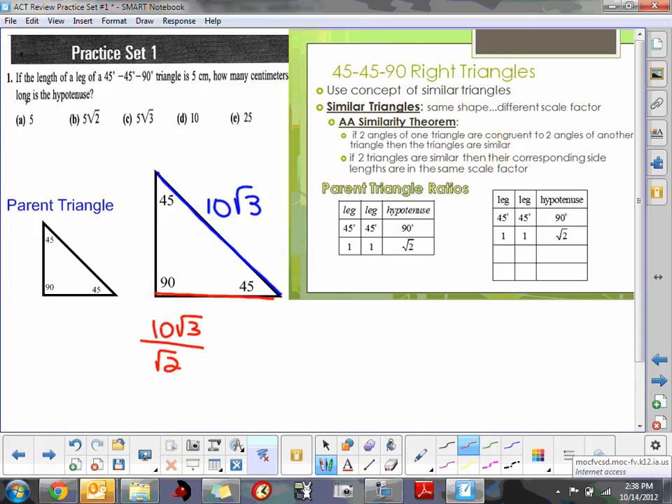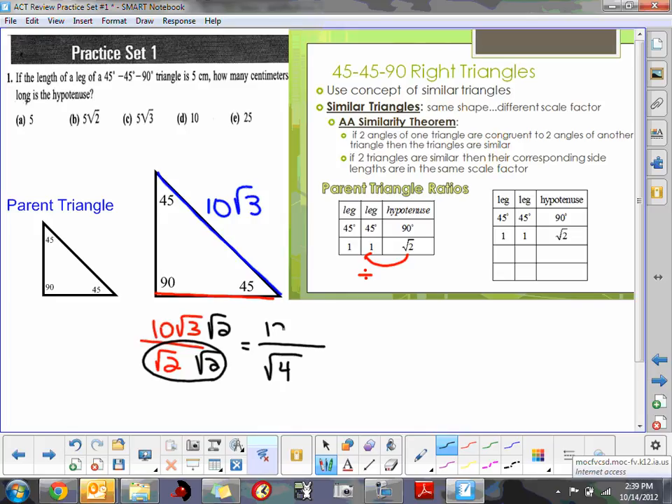Again, the analogy is, whenever I go from the hypotenuse to the leg, I simply divide by the square root of 2. We rationalize both the numerator and denominator with square root of 2 over square root of 2. Whenever we multiply the square root of 2 times the square root of 2, I'll give you another analogy of this. This is the same thing as the square root of 4.